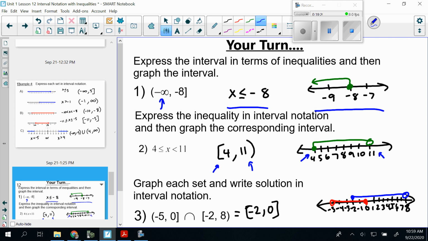The last one, you got to notice this is intersection. That's the numbers shared by both groups. So if you graph these out, we got the points from -5 to 0 and then -2 to 8. Our overlap is happening right in here. So that's the interval from -2 to 0, including both endpoints, since both graphs have values there, we can include both those two endpoints. So hopefully you did okay on those.